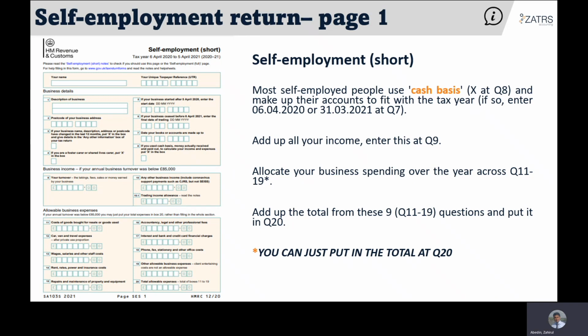But just check if you have got complex accounts and if you are using an accountant, you might be using traditional accounts and invoice-based accounting. So if you're using the cash basis, put a cross in question 8, and now we get to the numbers.